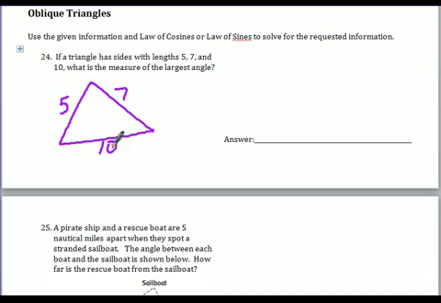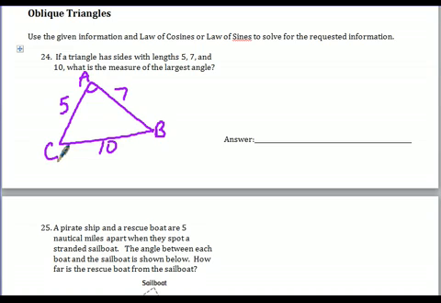Now you could find every angle that's on the diagram, but hopefully you realize that the largest angle is going to be the one across from the 10, which is this angle here. This is the angle that we need to find. I'm going to call that angle A, label the other sides B and C.